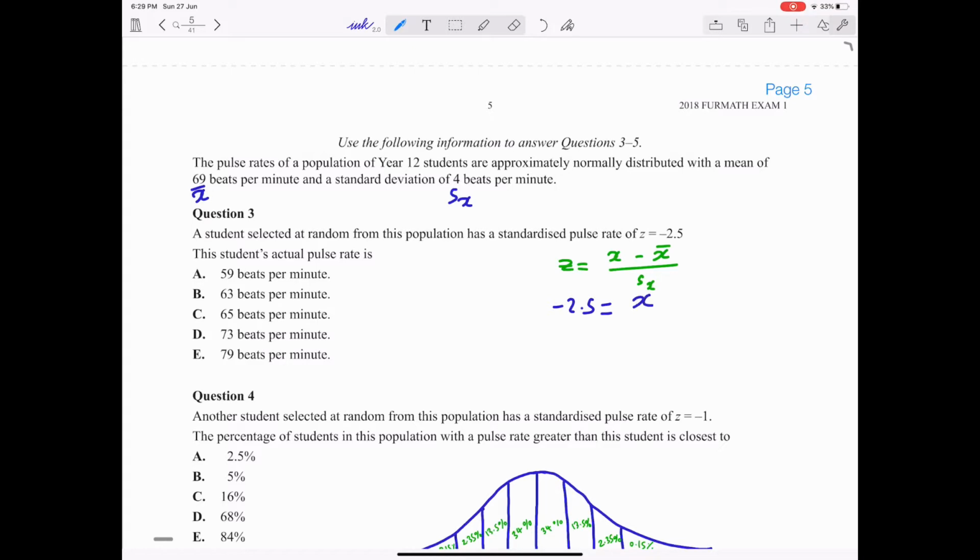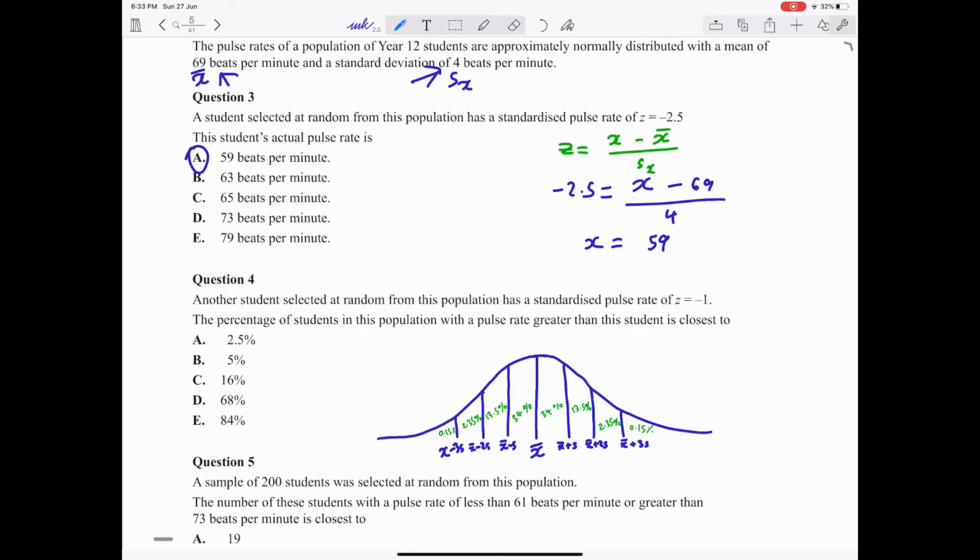We want to find the actual value, minus the mean. The mean is 69 beats per minute as given in the question over here, over the standard deviation. We know the standard deviation is 4 beats per minute as given in the question. So if you solve for x on your calculator, you'll get 59. So we know the actual pulse rate is 59 beats per minute. So therefore A is the correct answer.